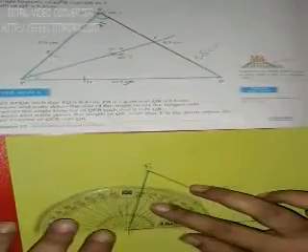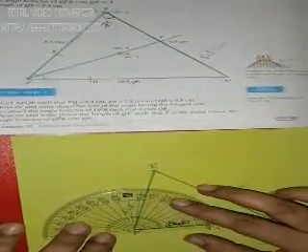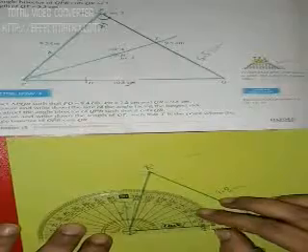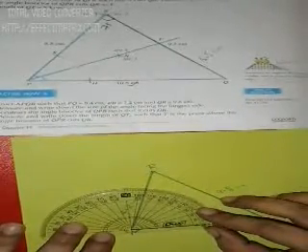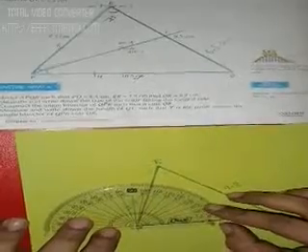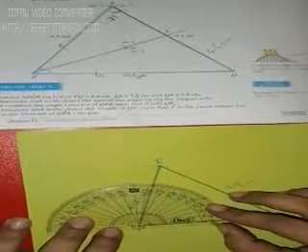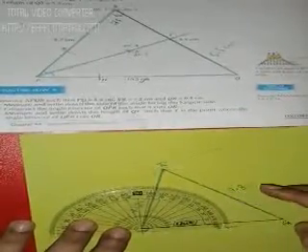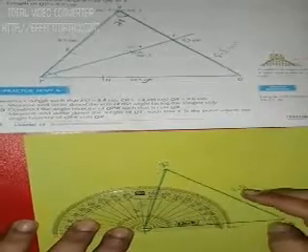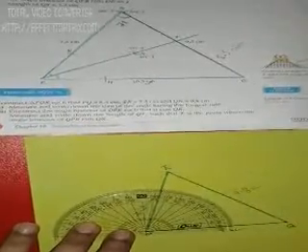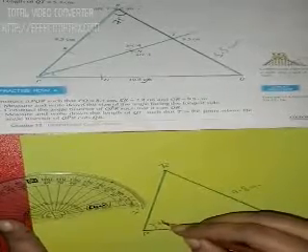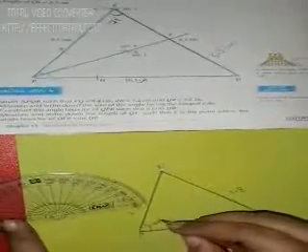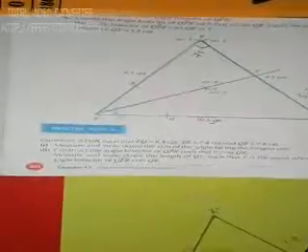Put your protractor with the center P. Now see, it's about 75 or 76, approximately this is 76 degree. This is 76 degree.